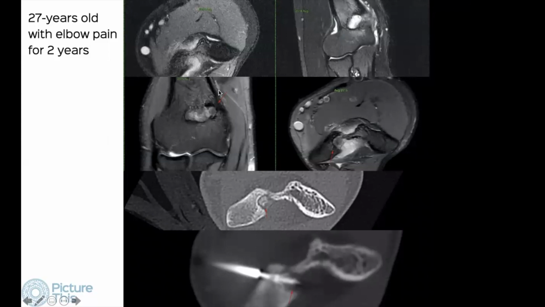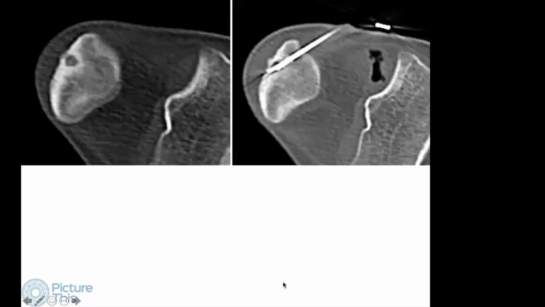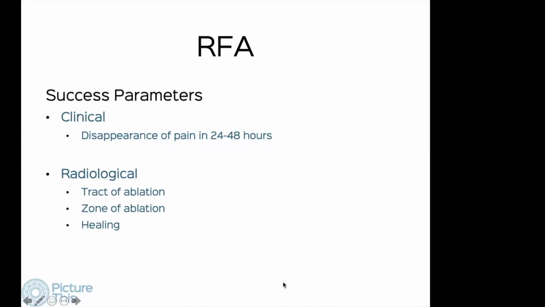This is an elbow osteoblast. This patient was suffering for a long time because this lesion had been missed. All that the earlier MRIs had shown was marrow edema, so he was treated for tuberculosis, for synovitis, until we picked up this lesion. And then, of course, ablating it is easy. And here you can see the umbrella electrode that we've used here to ablate this lesion. And this is another patellar lesion that you can see here.